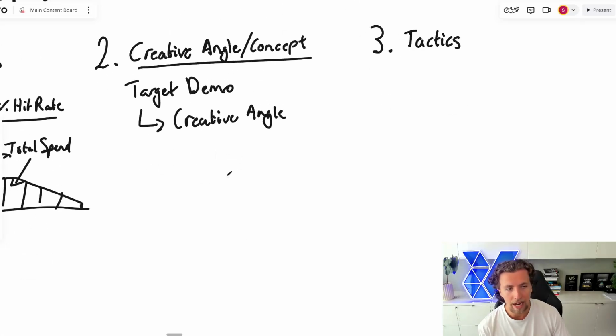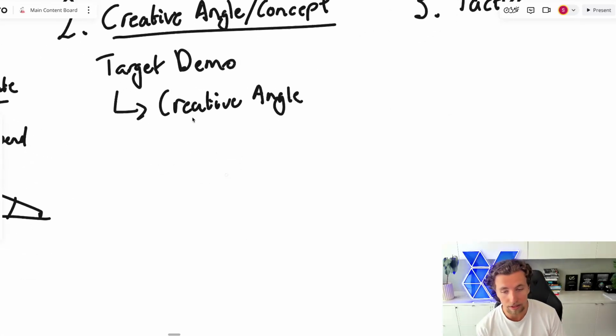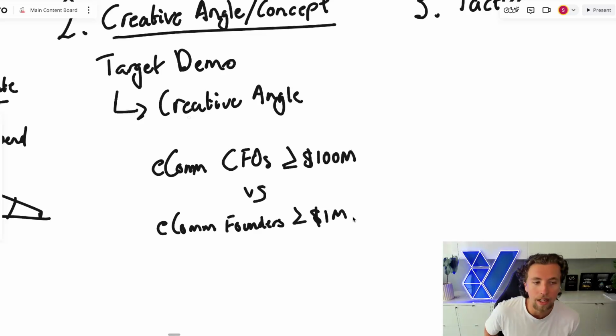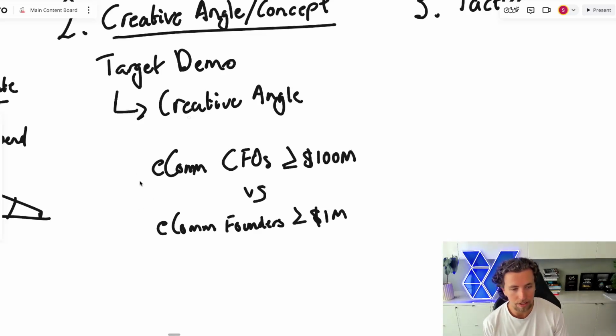If I was to make an ad, and we're going to branch out of ecom for a second because this becomes a really easy example. If I was to make an ad that has a hook and the entire angle is targeted at ecom CFOs that their businesses are doing over $100 million a year, versus I have an ad that's targeting ecom founders where their business is doing over $1 million a year, this is a considerably larger target demographic. In fact, it's probably 1,000 to 2,000x the size.